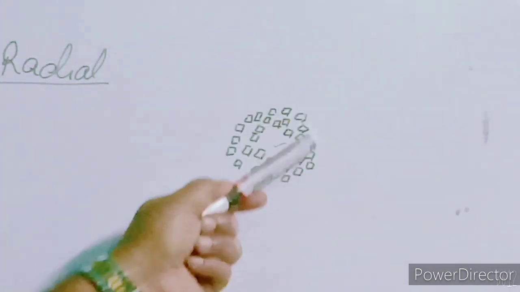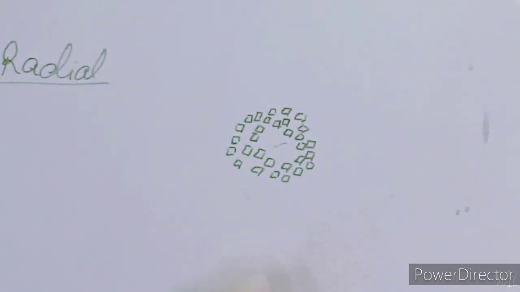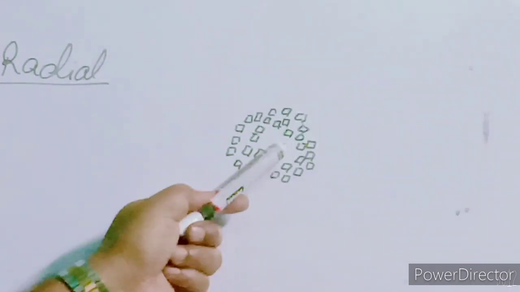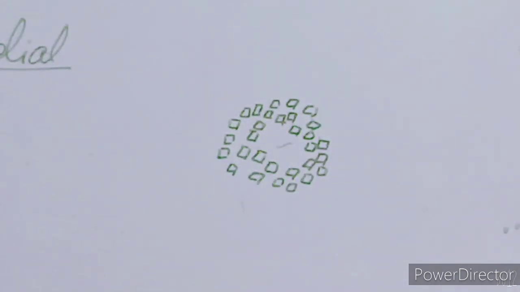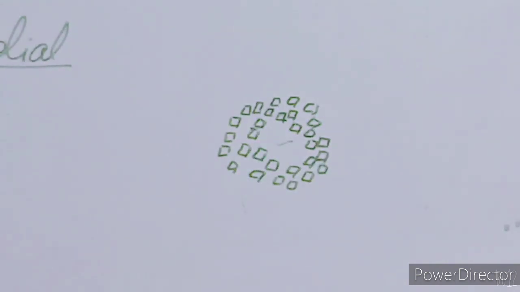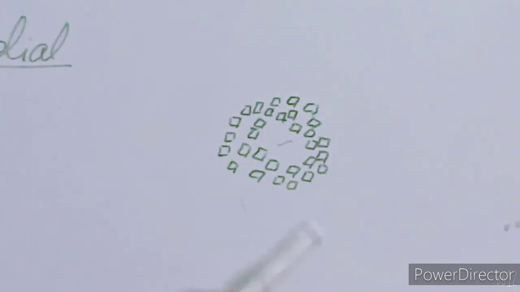These are the settlement patterns around the source of income. Suppose this is the government office, then the colonies are made nearby the government office so that the employees can reach the government office timely, conveniently, without any difficulty. There may be any industry, so the laborers and other workers reside beside that industry so that they find it easy to reach the industry in a short time.